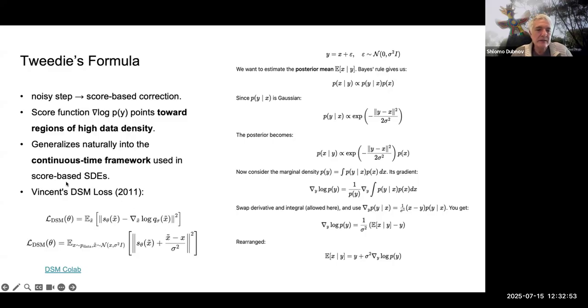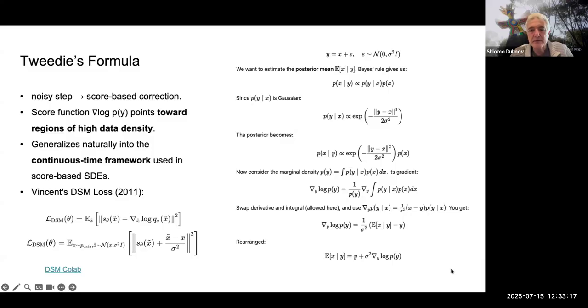And what it does, it actually uses the DSM loss by Vincent from an earlier paper, where the whole idea is that now we want to learn the score. Now, how do you learn the score? Well, we don't know the original probability. We don't know the gradient of that probability, but we can use a specific formalism.